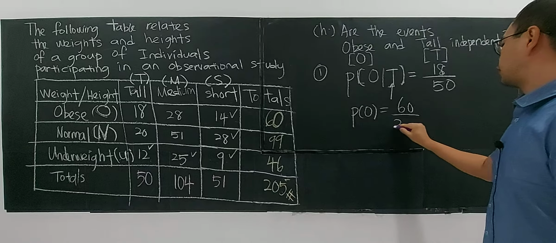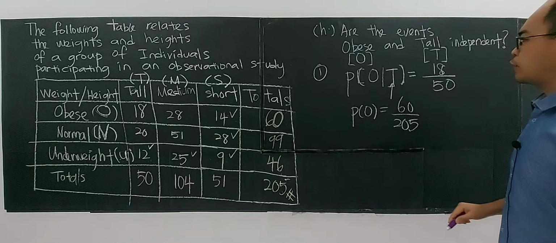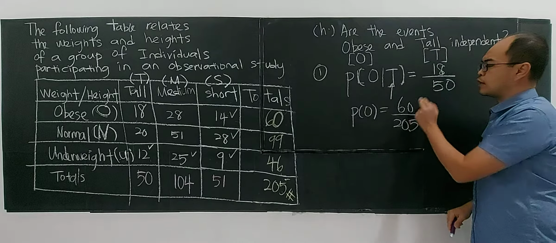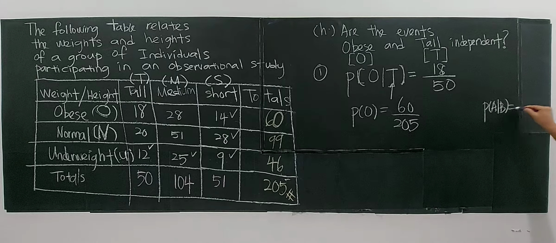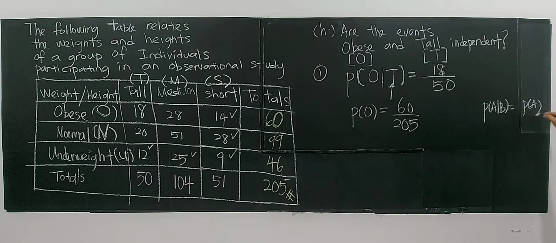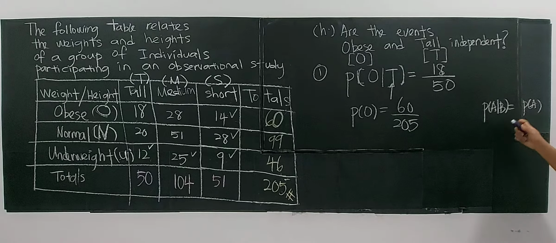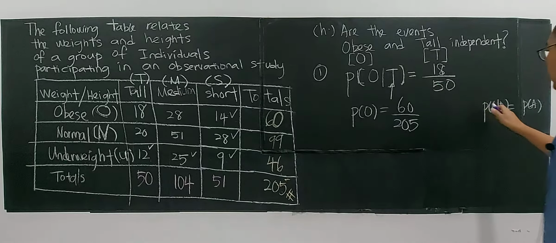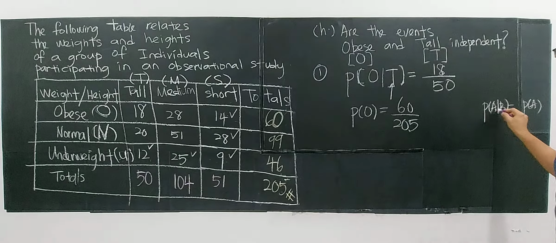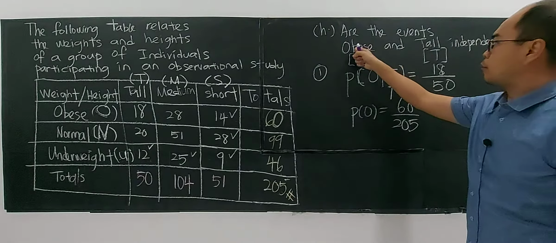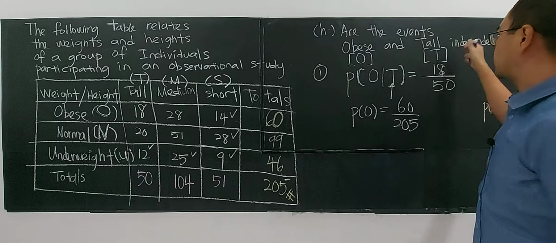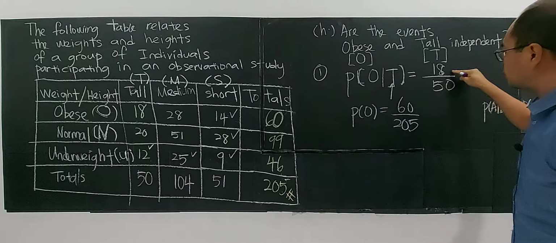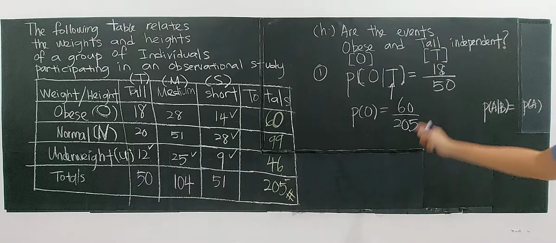The probability of obese will be total 60 out of 205. If we are able to prove that these two values are the same, just now I told you that if the probability of A given B is the same as the probability of A, if these two values are the same, then we say that events A and B are independent. So are the events of obese and tall, O and T, independent or not? It will depend on whether these two values are the same or not. You can try to simplify.